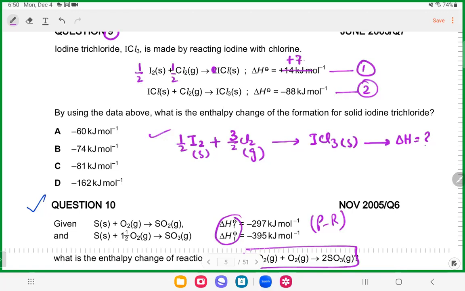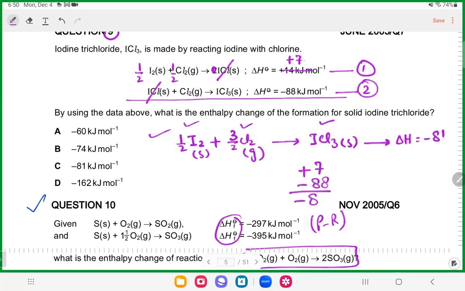Now, after dividing by 2, if I add these two equations, ICl gets cancelled out, because in my required equation there is no ICl, है ना? और half iodine ऐसे ही आ जाएगा. Half chlorine में 1 chlorine add होगा तो 1.5, like 3/2 chlorine हो जाएगा. On the right hand side only ICl3 remains, and the enthalpy change is -81. कैसे आया? जब मैंने दो इक्वेशंस को ऐड किया तो मैं इन दोनों नंबर्स को भी ऐड करूंगा, which is -81. So this is the answer.